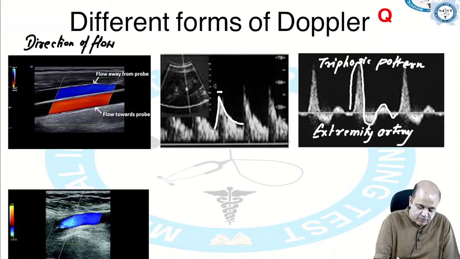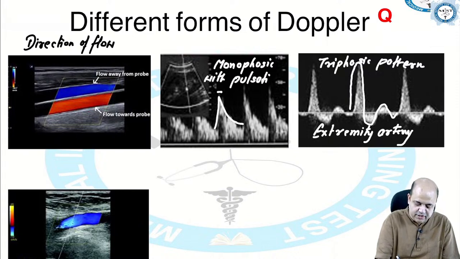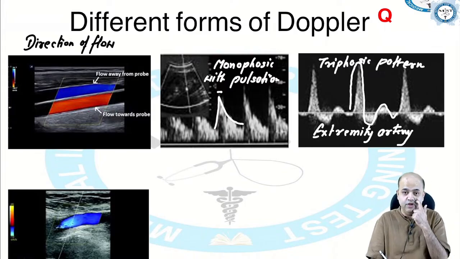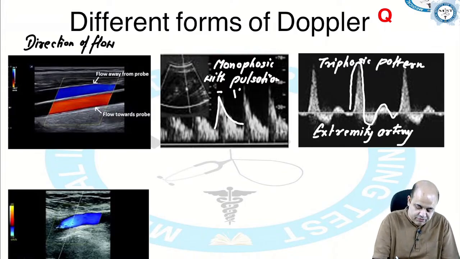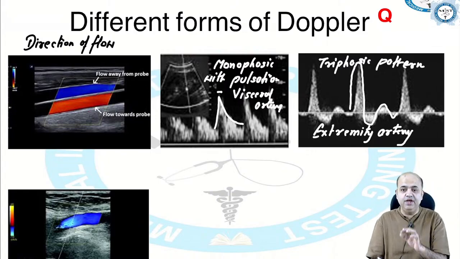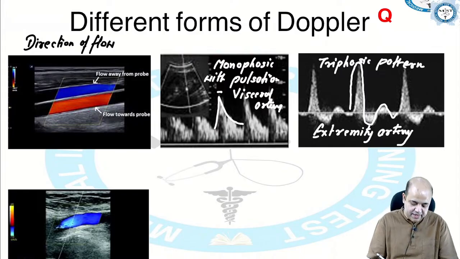This is monophasic with pulsations. Monophasic flow with pulsation is a feature of visceral arteries: renal artery, umbilical artery, which require continuous flow throughout the systole and the diastole.